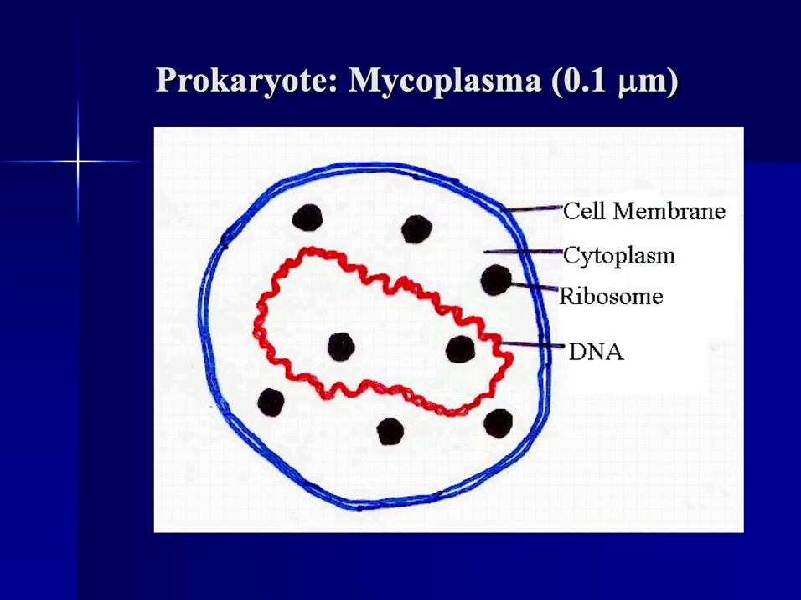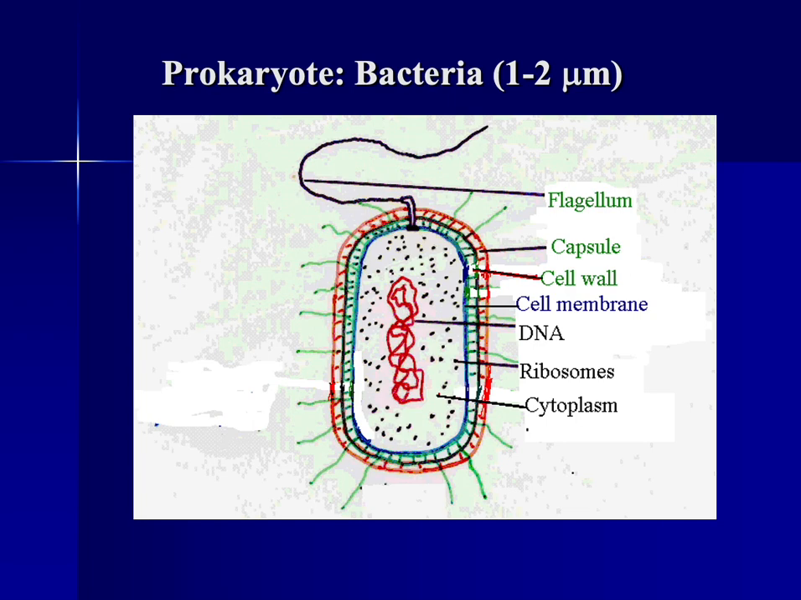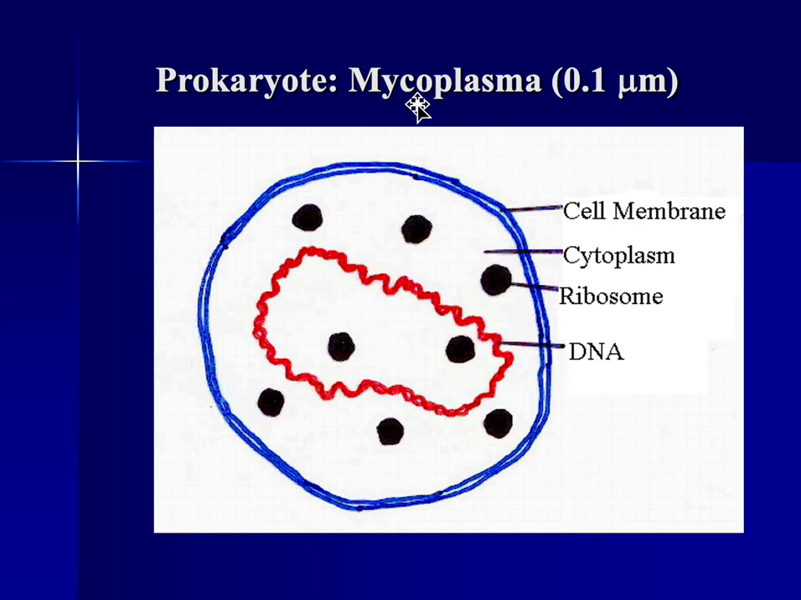This one is mycoplasma. Mycoplasma is actually the smallest living thing on earth, and it lacks the cell wall, unlike the bacteria that we've seen before. The size of this mycoplasma is 0.1 micrometer. You can see the cell membrane and then the cytoplasm. Similarly to the bacteria, there are also ribosomes and also DNA.